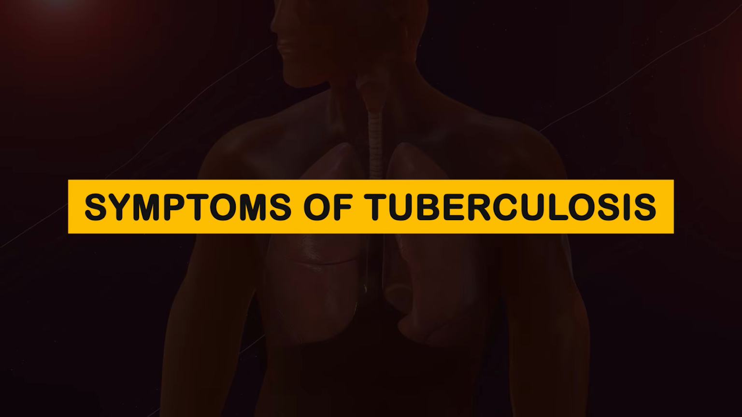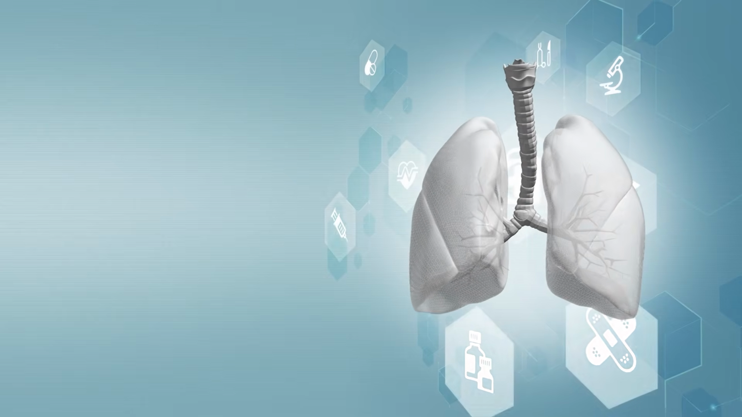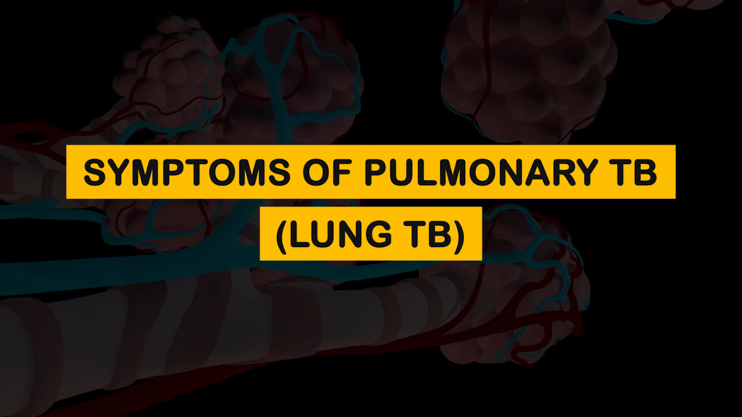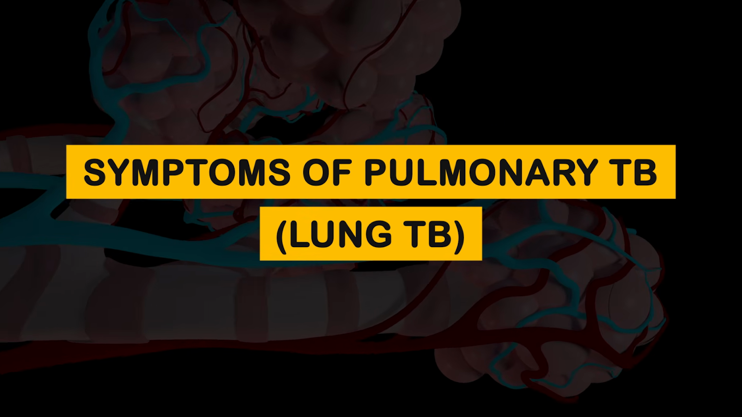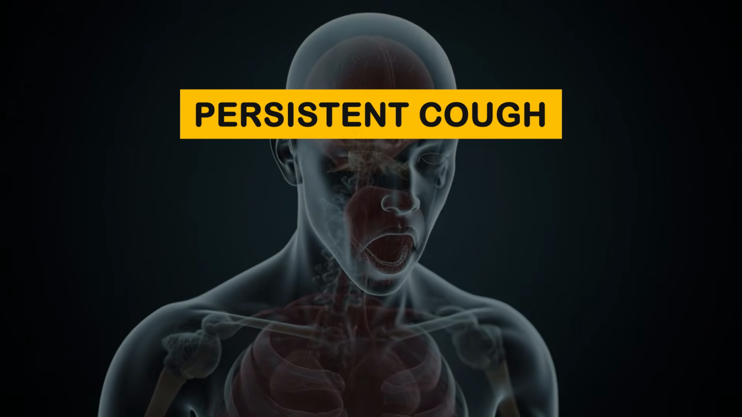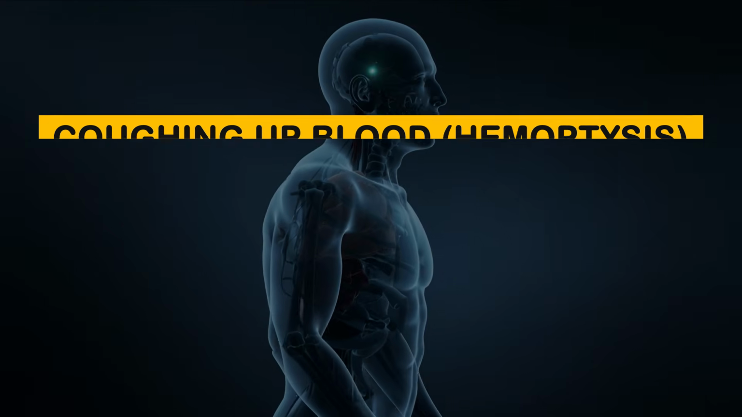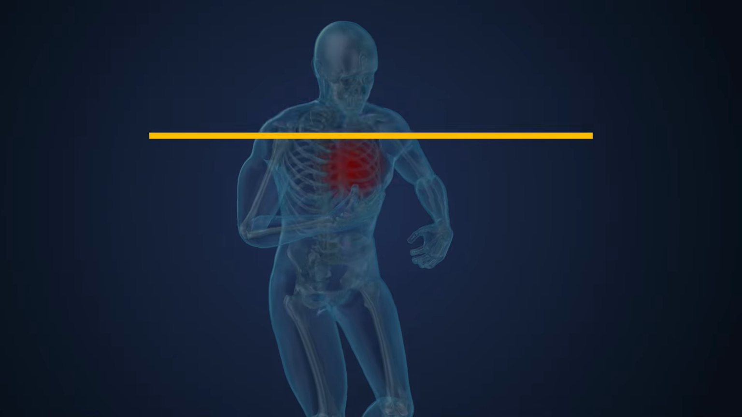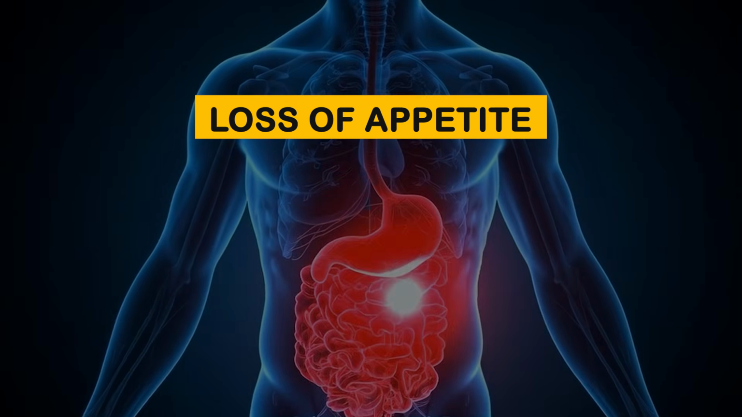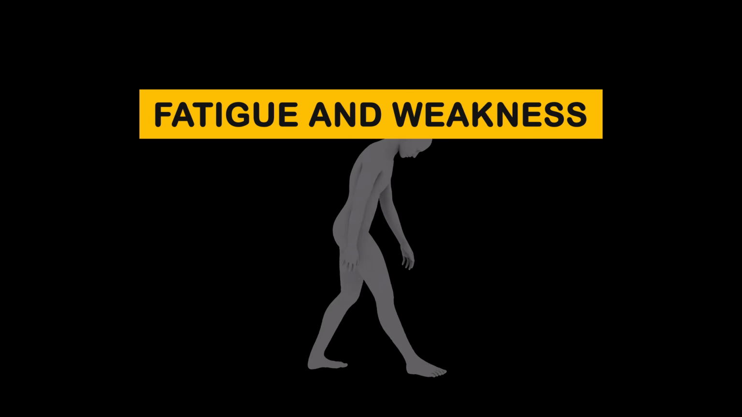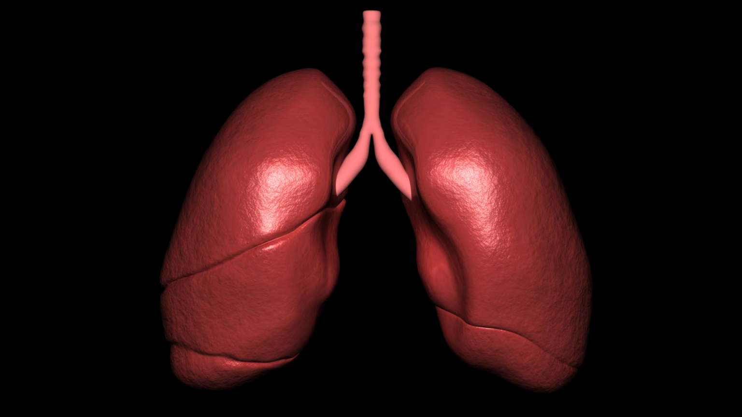Symptoms of tuberculosis. Symptoms depend on whether TB is pulmonary or extrapulmonary. Symptoms of pulmonary TB, lung TB. The most common symptoms include persistent cough lasting more than 2 to 3 weeks, coughing up blood, hemoptysis, chest pain, shortness of breath, unexplained weight loss, loss of appetite, night sweats, persistent fever, fatigue, and weakness. The cough is often the earliest symptom.